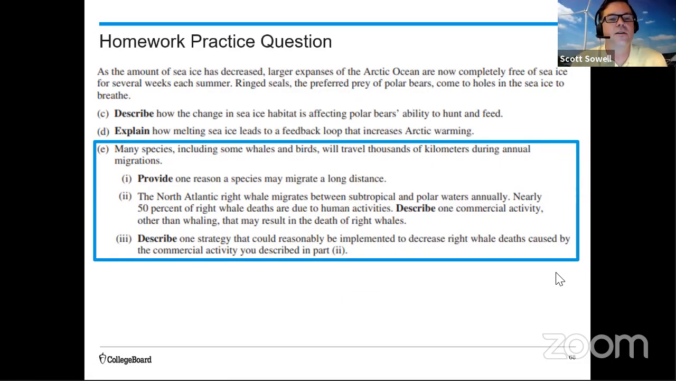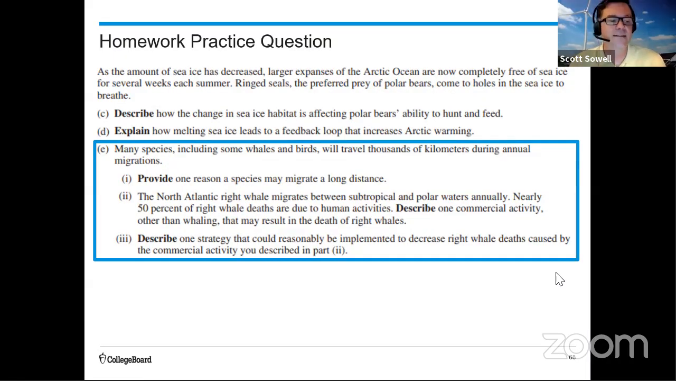Well, let me go ahead and read the top part. It says, as the amount of sea ice has decreased, larger expanses of the Arctic Ocean are now completely free of sea ice for several weeks each summer. Ringed seals, the preferred prey of polar bears, come to holes in the sea ice to breathe. So C and D ask you about this problem and why that's affecting polar bears' ability to hunt and feed, and how there's a feedback loop with the melting sea ice. What I want you to answer for tomorrow is E.